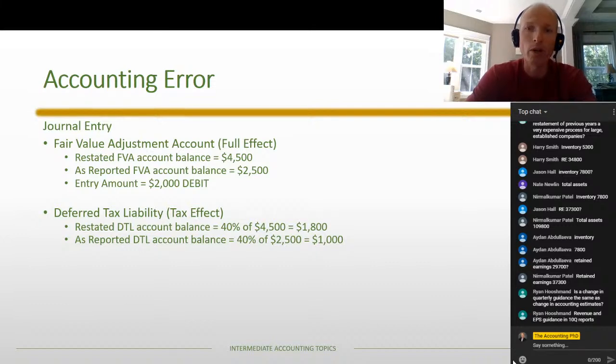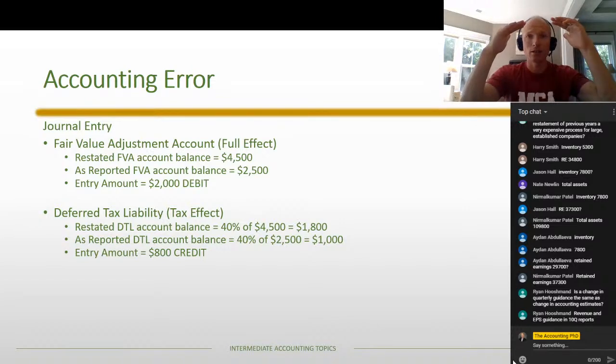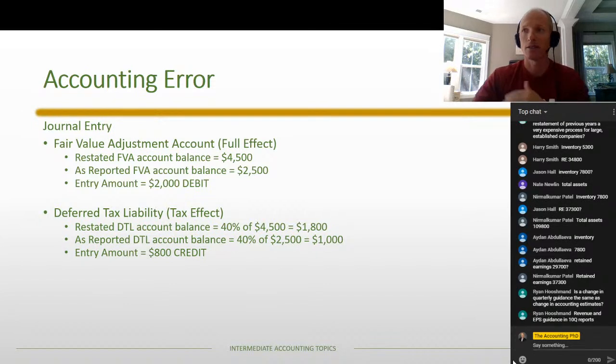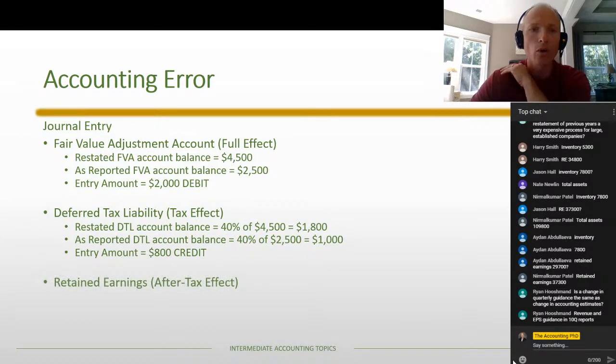They actually reported $1,000 for their deferred tax liability, which means they need to increase their deferred tax liability by $800. You'll also notice that $800 is 40% of the entry amount for the fair value adjustment account. That's going to be true. Again, the full effect versus the tax effect. And so if we have the full effect and the tax effect, the only thing that's left is the after-tax effect. So the after-tax effect is captured in retained earnings. That's where the after-tax effect shows up.